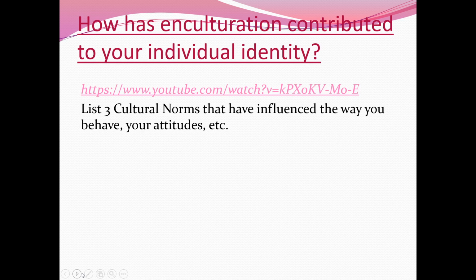Okay, so once you've watched that video, have a go at listing 3 cultural norms that you think have influenced the way you behave, your attitudes. So this shouldn't be something that is just particular to, say, your family. This should be wider than that. This should be something that is part of your culture, the wider culture that you've been brought up in.